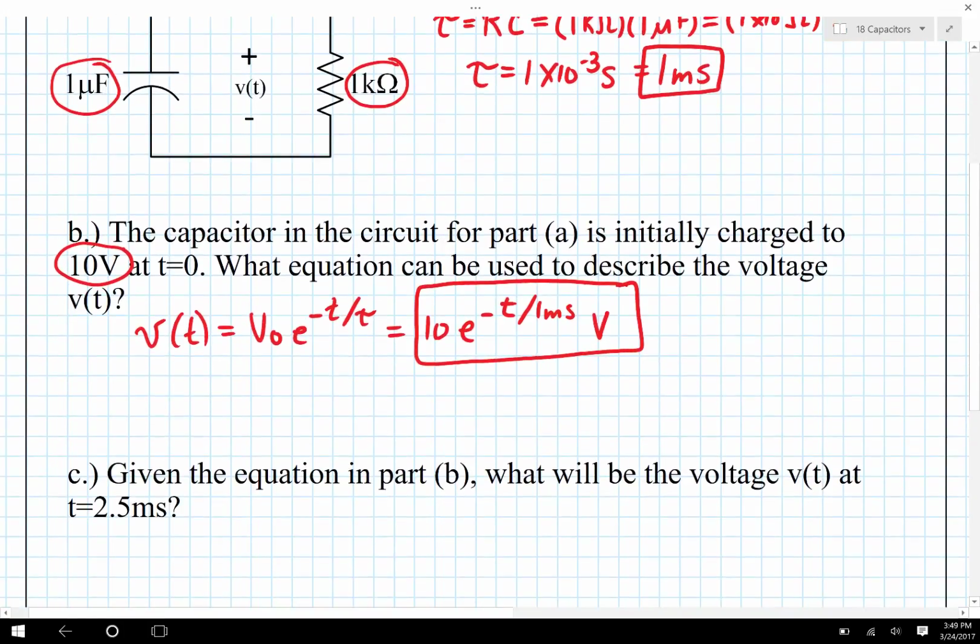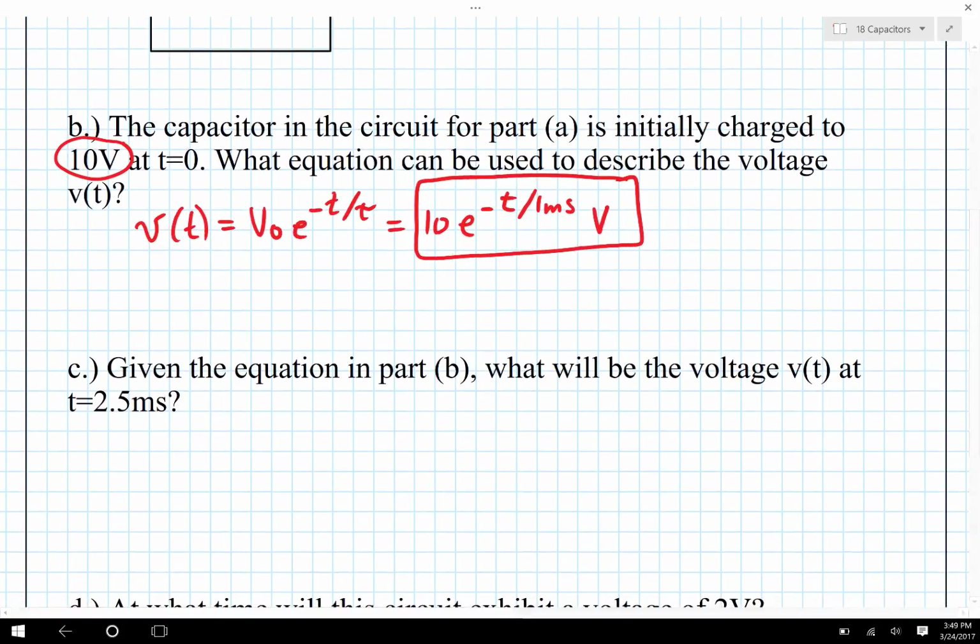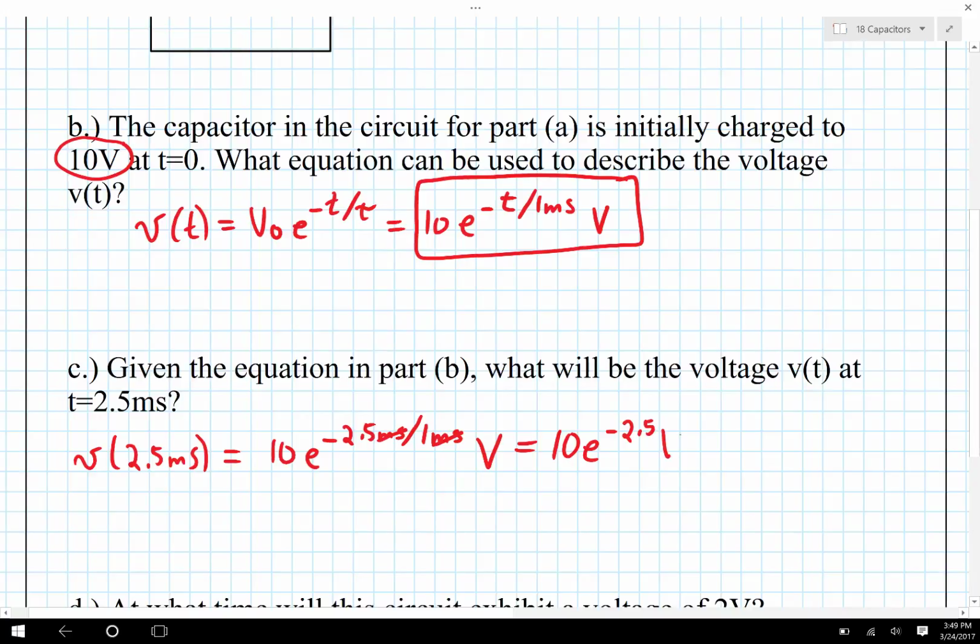Now we can apply that in part C. What will be the voltage V of t at 2.5 milliseconds? So at t equals 0, it contained 10 volts. I know it's going to decay over the course of time, and therefore it has to be less than 10 volts. That's just a good thing to double check. So V at 2.5 milliseconds is going to be 10 e to the minus 2.5 milliseconds divided by 1 millisecond, and the answer is in units of volts. Now the milliseconds cancel, as they must, because anything that's in the exponent has to be unitless. So I end up with 10 e to the minus 2.5 volts.